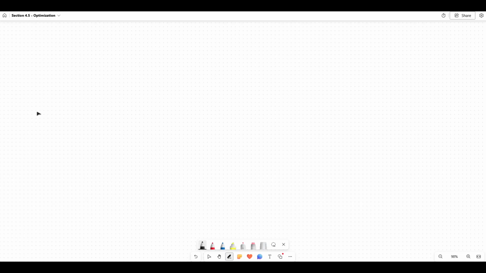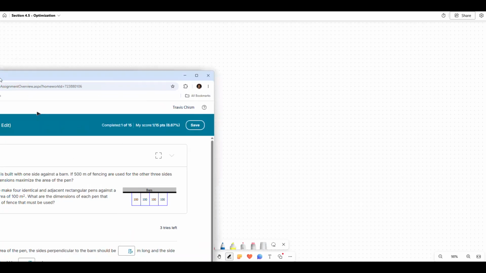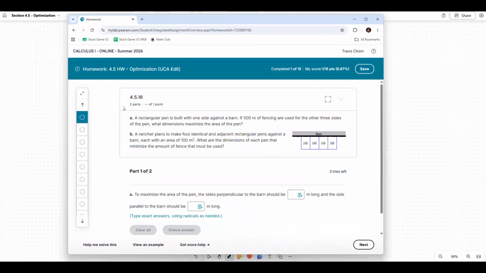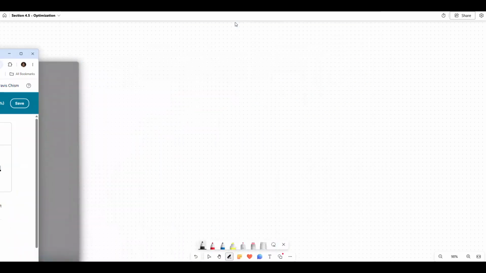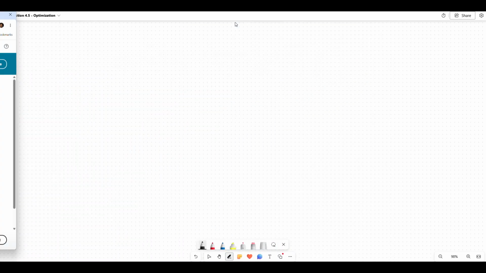One of the more famous ones is sometimes called the area problem. In fact, I'm going to grab this out from your homework real quick, and just bring it on screen. A rectangular pen is built with one side against a barn. If 500 meters of fencing are used for the 3 other sides, what dimensions maximize the area? Please ignore this picture. We're going to just do the first one.